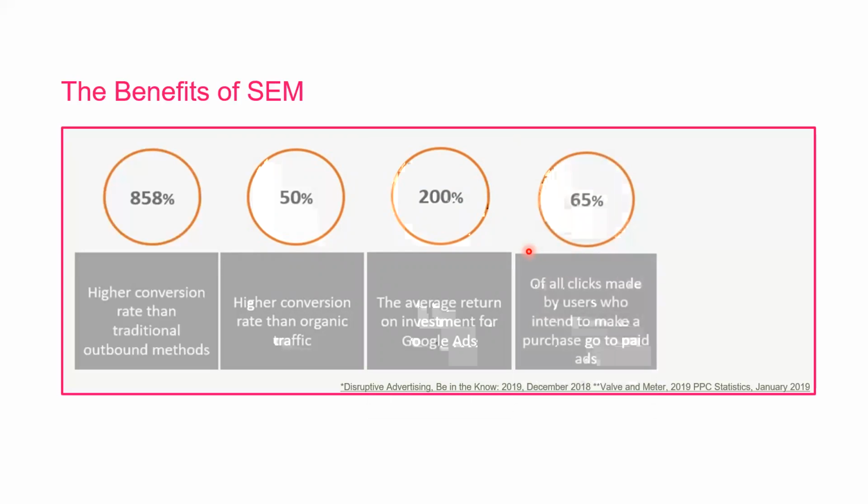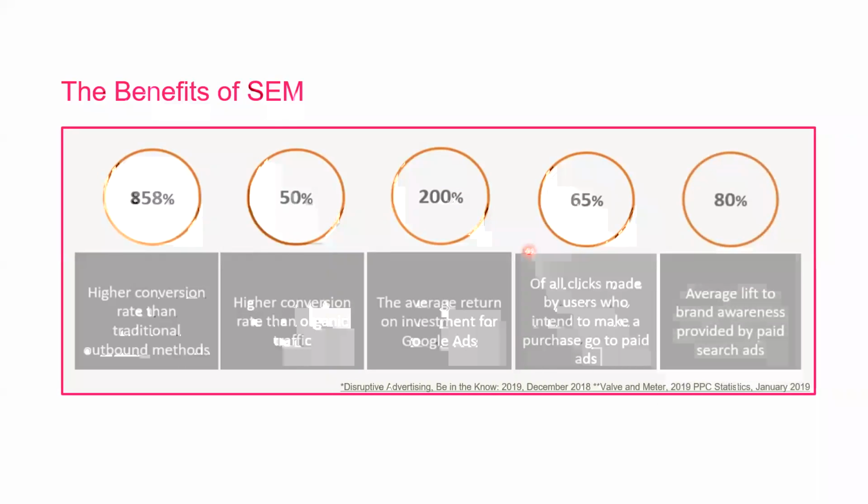65% of all clicks made by users who intend to make a purchase go through a paid advertisement. And a lot of that has to do with it being at the top of search, but that's not everything. 80% average brand lift to awareness is provided when you're running a paid search campaign. So again, people see you at the top. They realize your brand, for one, exists, but also is at the top of Google. So it's giving it a position of prominence.